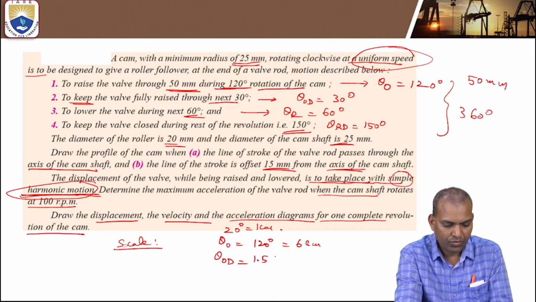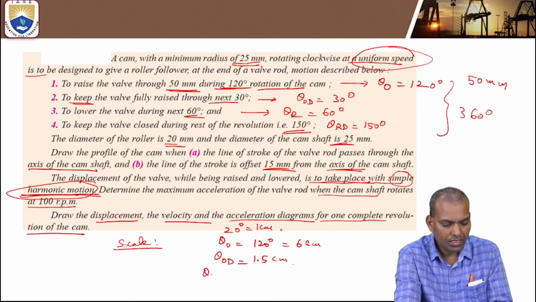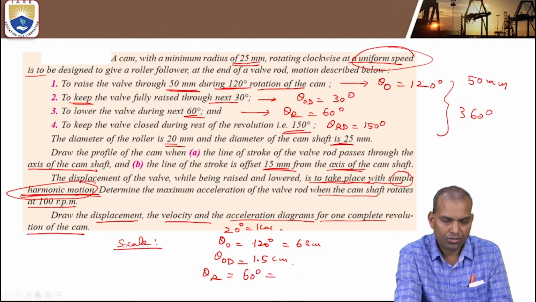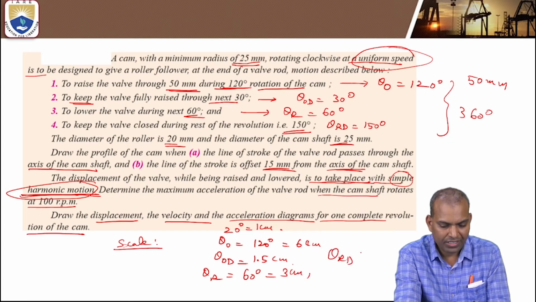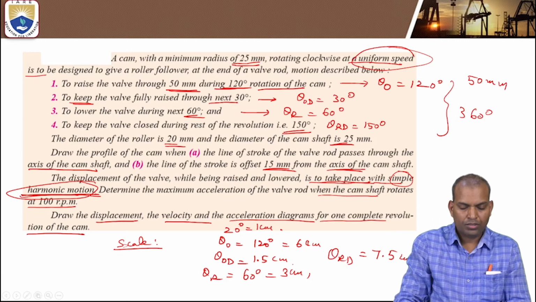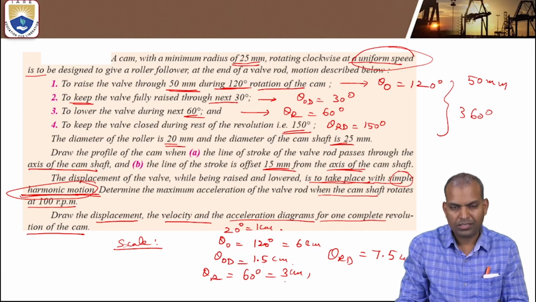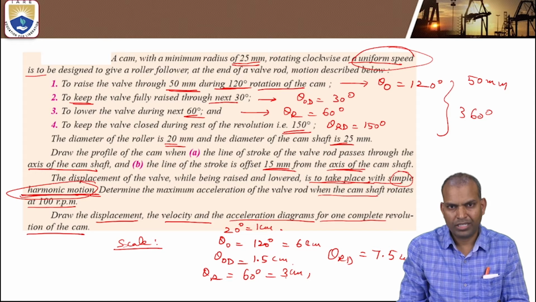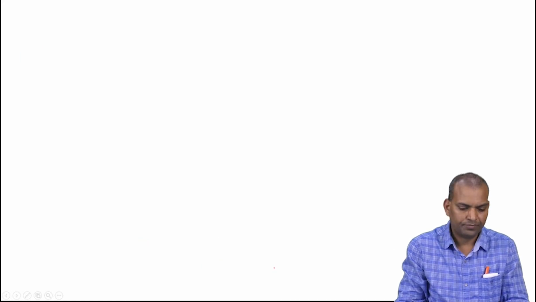becomes 1.5 centimeters. Theta return stroke of 60 degrees, converted into a linear scale in terms of centimeters, becomes 3 centimeters. The return stroke dwell, that is 150 degrees, divided by 20 is 7.5 centimeters. So with this summation of all these outward stroke scale conversions, draw a line.